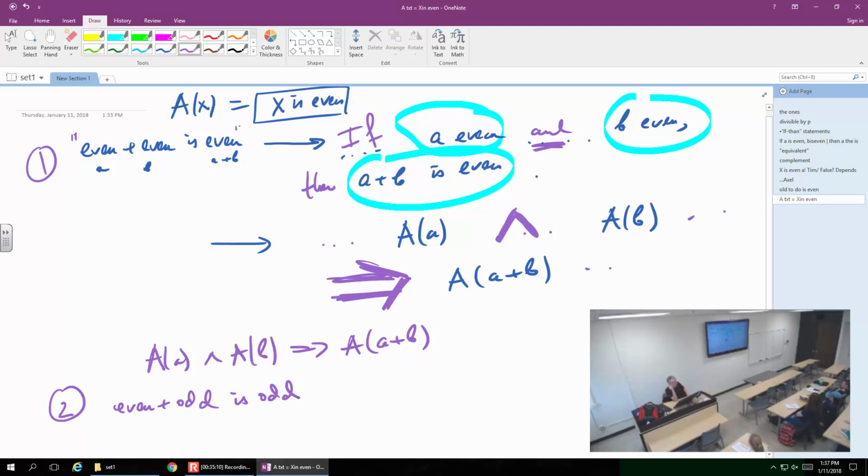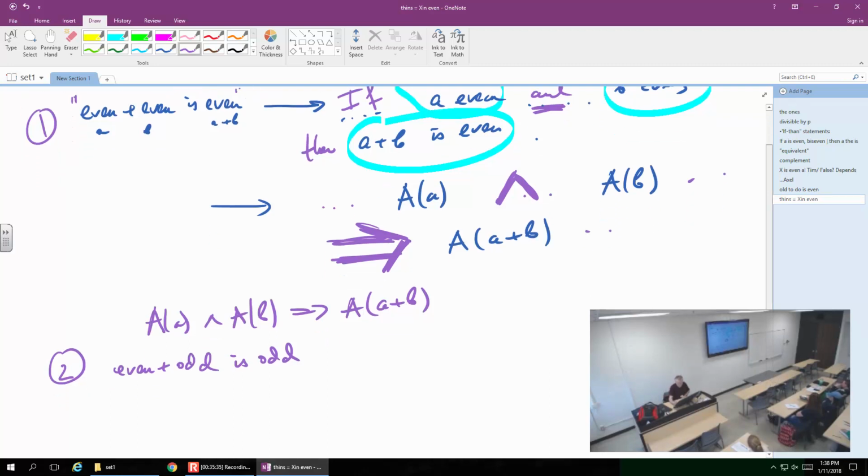But other than that, this is a statement about A and B. In terms of statement A, capital A over here, it is like a dictionary: you just look at it and you translate it. So as long as you know what A is, you can have it. So anyway, even plus odd is odd.